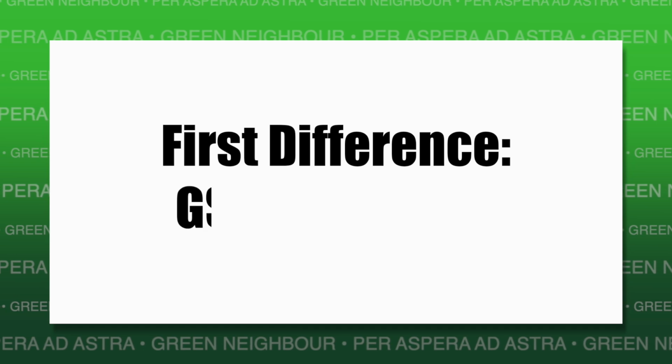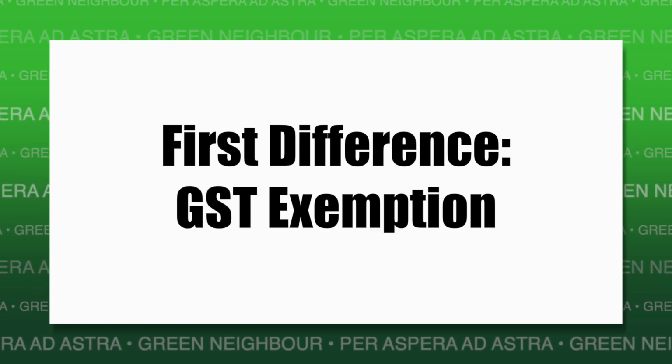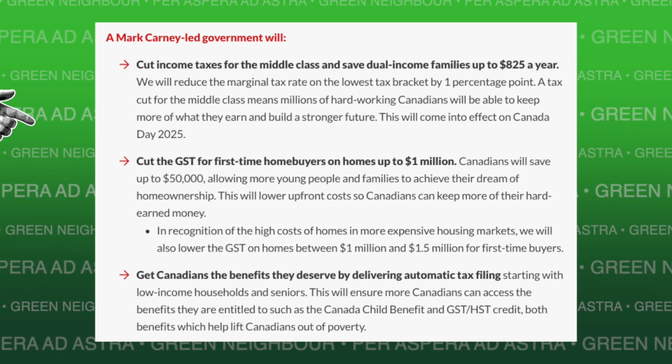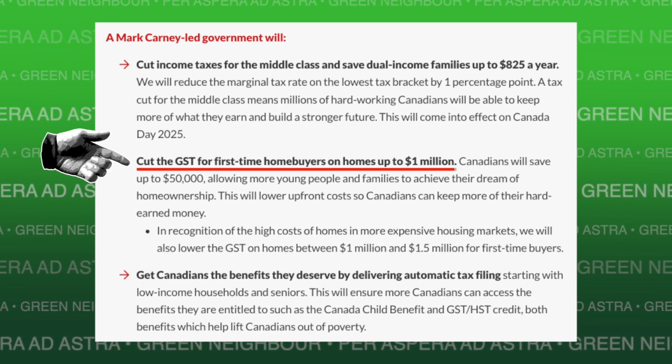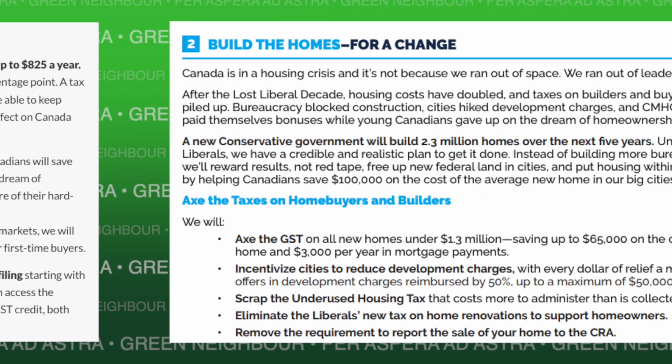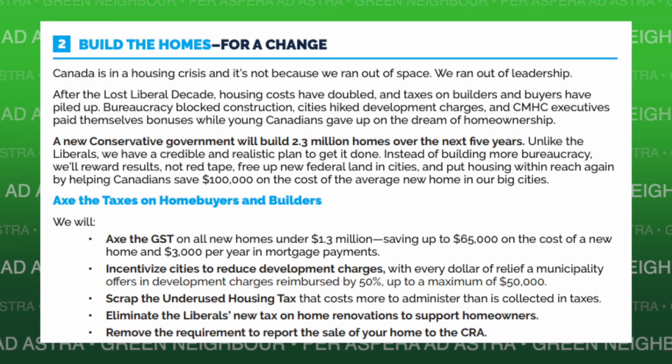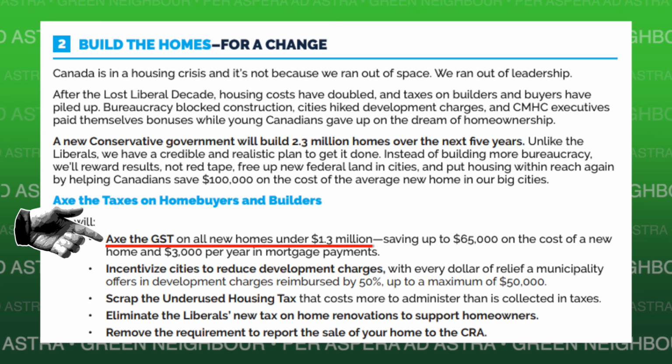First difference, the GST exemption. Both parties have said that they would eliminate the GST on new homes. The Liberals restricted this offer to homes priced under $1 million, and the Conservatives restricted their exemption to homes priced under $1.3 million. But that's not the real difference. The true allegiance of each party can be seen when we view the fine print, and we see who is eligible to save the GST on a new home.